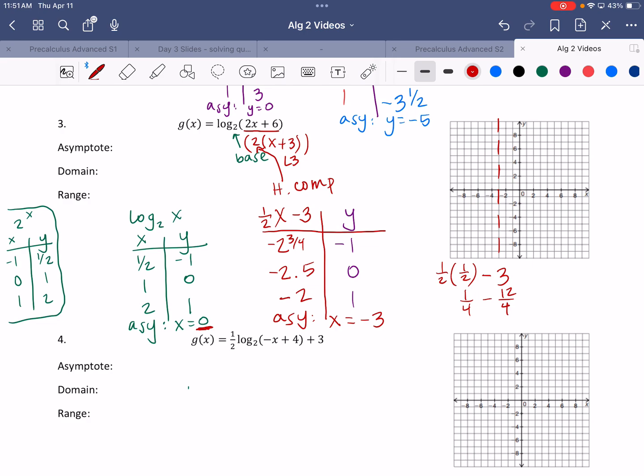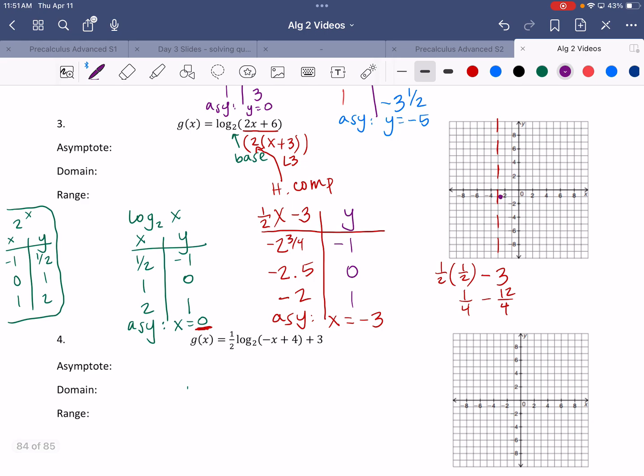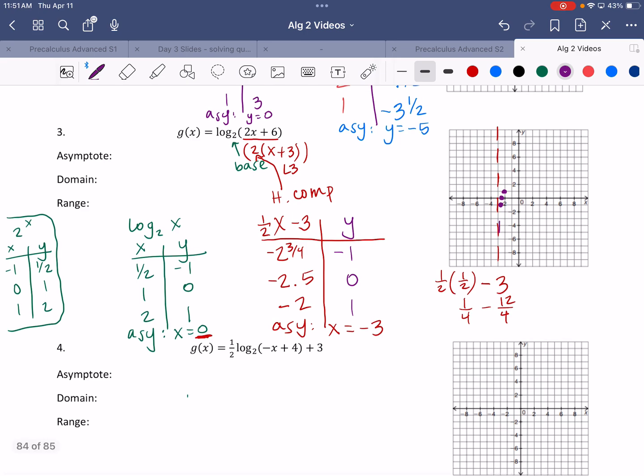And then let's go plot those points. So almost to -3 and -1. -2.5, 0. -2, 1. Very squishy with that horizontal compression. So the side that's closer to the vertical asymptote, I'm going to make it keep approaching the vertical asymptote. It follows the shape of the log graph, so it's increasing. It's increasing slowly.